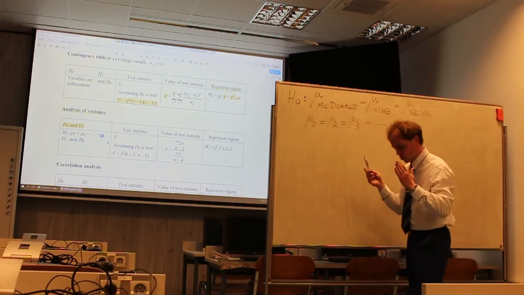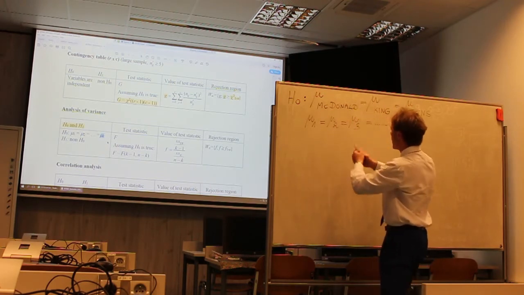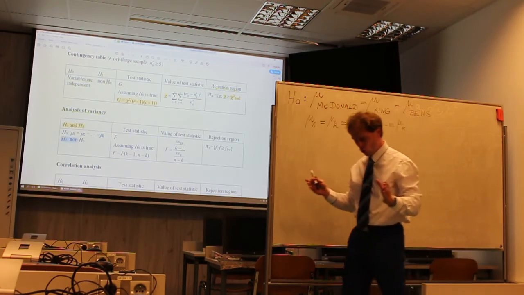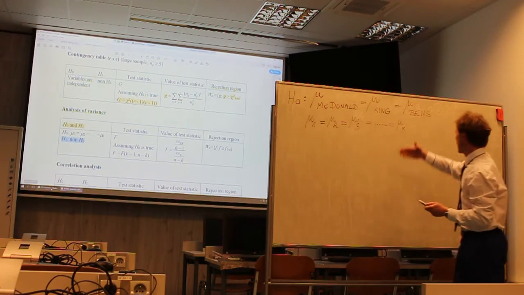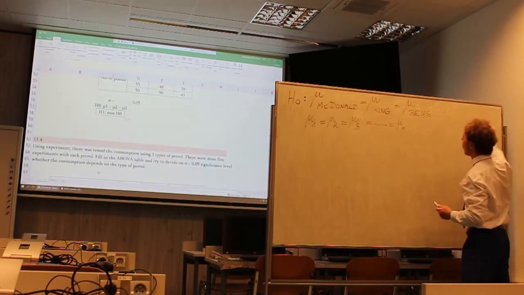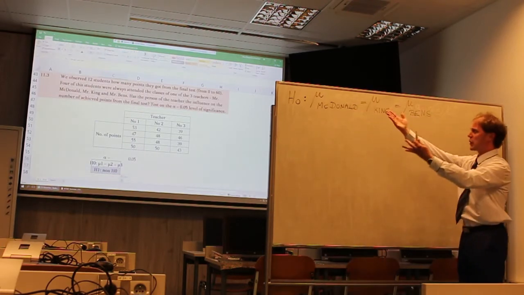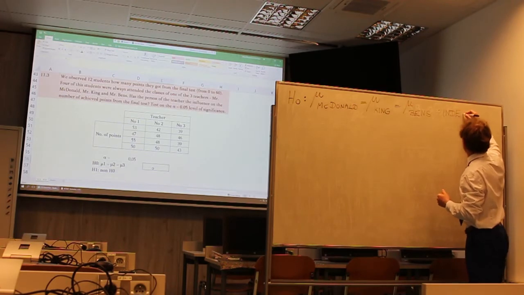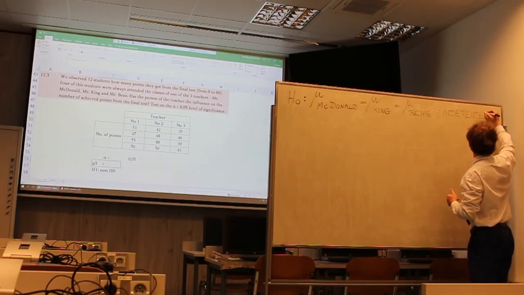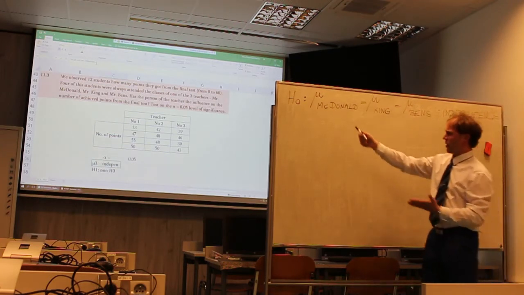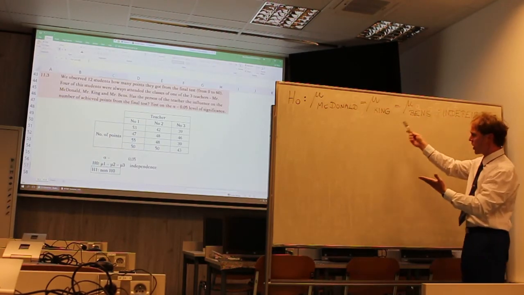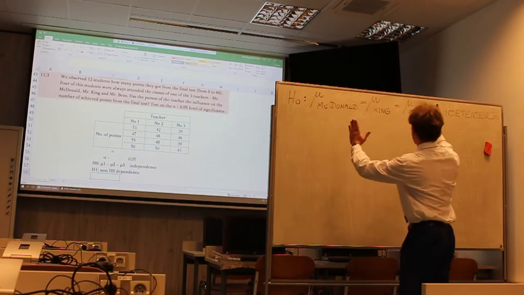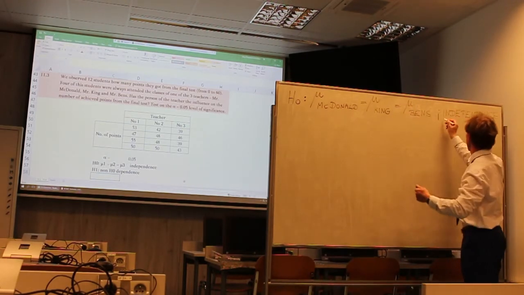We need at least three groups, groups is a better word, because we have 12 students grouped into three groups. Three is the minimum. We have three, Mr. McDonald, Mr. King, and Mr. Benz. So this hypothesis H0 means independence. If mu of Mr. McDonald is equal to mu of Mr. King, and this is equal to mu of Mr. Benz, all means are equal, it's independent.